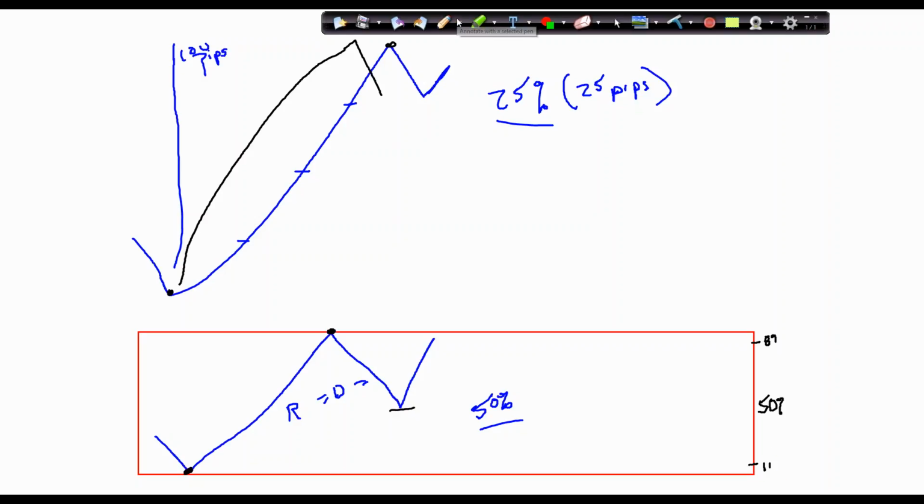The reality is, let's look at the first example. So example 1, this is example 2. In example 1, you can technically get a precise point per pip. Almost a speed.